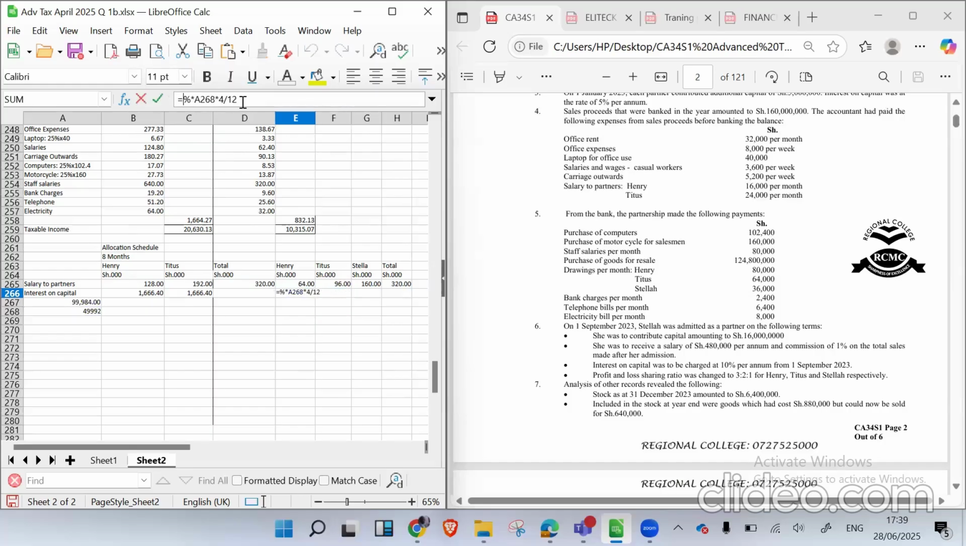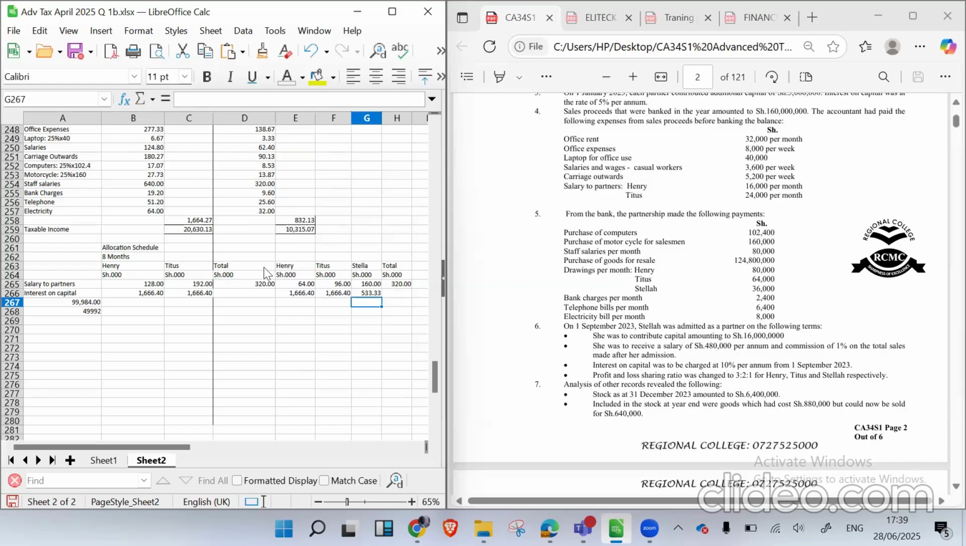So now these became 10% for the 4 months. So this one equals to this. So Stella equals to 10% times 4 over 12, times 16,000.